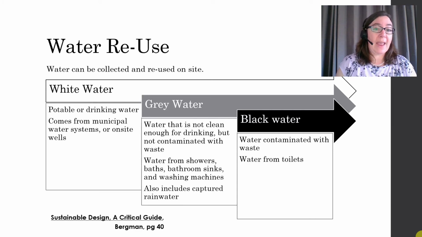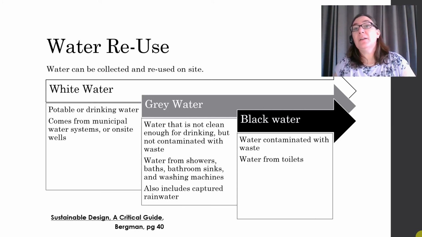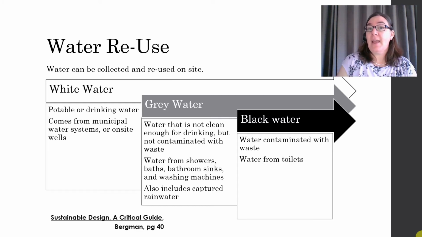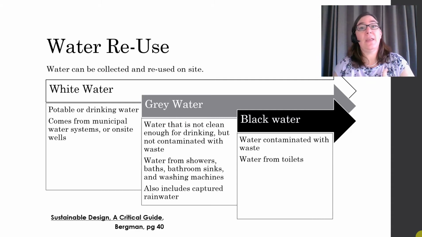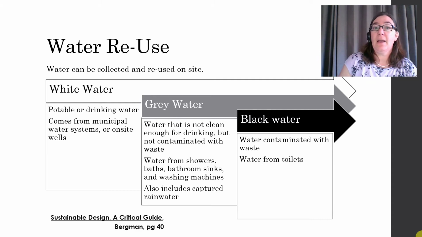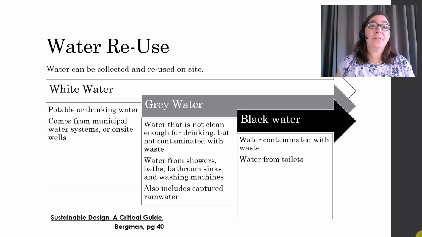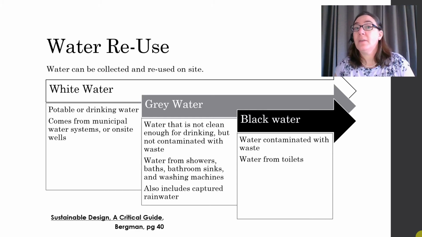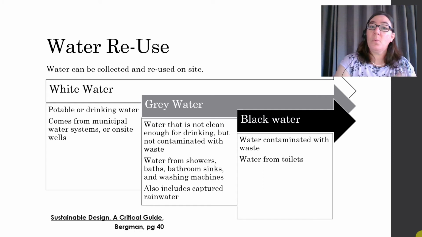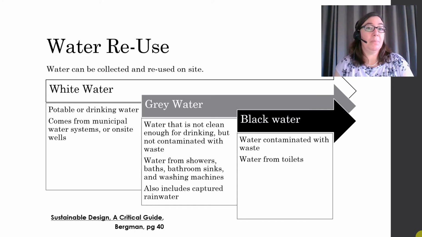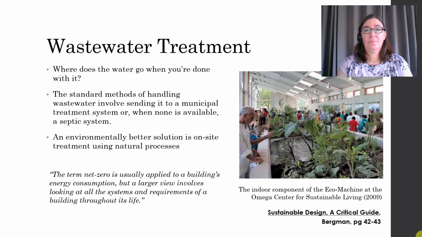Your next term is gray water. And gray water is going to be water that's not clean enough for drinking, but it's not contaminated with waste. It can be collected from showers, baths, sinks, washing machines, but it also includes captured rainwater. Gray water is often used in irrigation systems and in some building process water systems. Black water is our last term. This is water contaminated with waste coming from toilets, and we're going to send that water on to the municipal processing system.